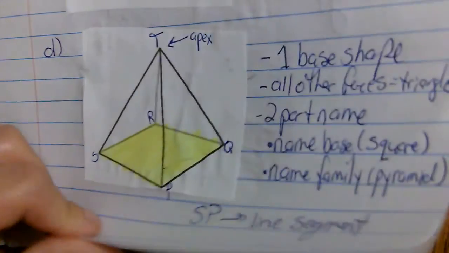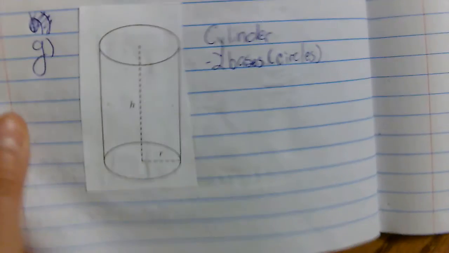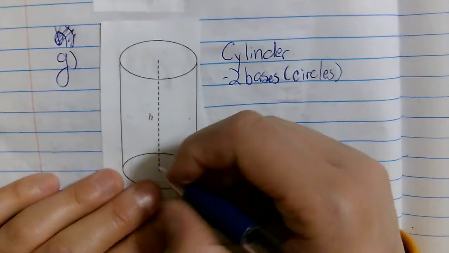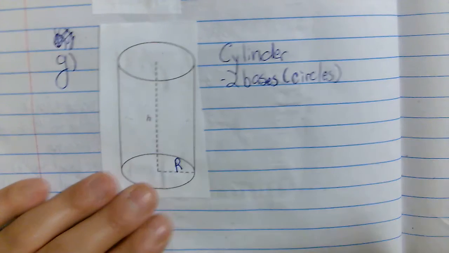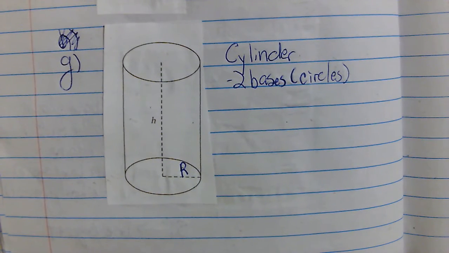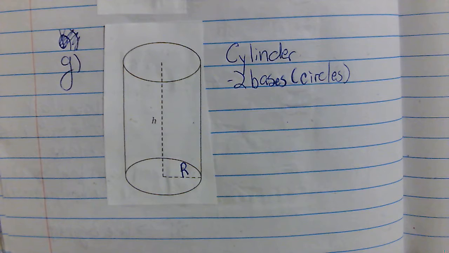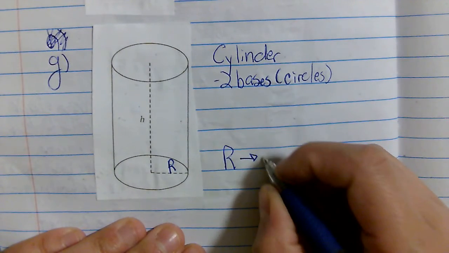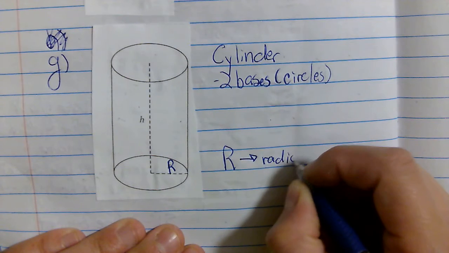If we're dealing with our cylinder here, and this is R, and I asked you to tell me, well, what does R represent? You would say that R is the radius.